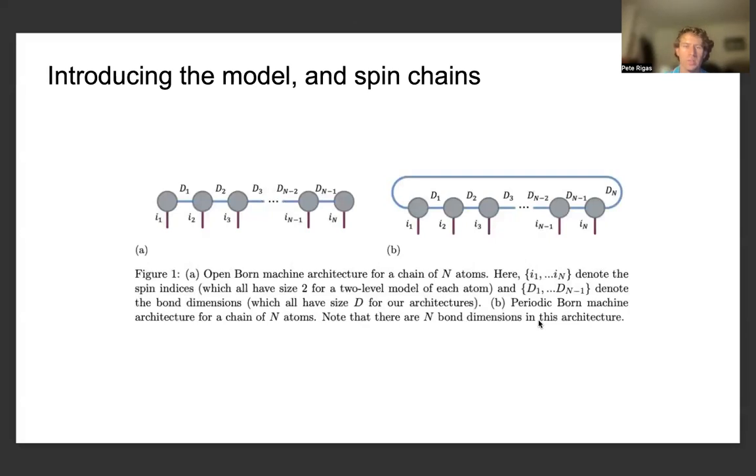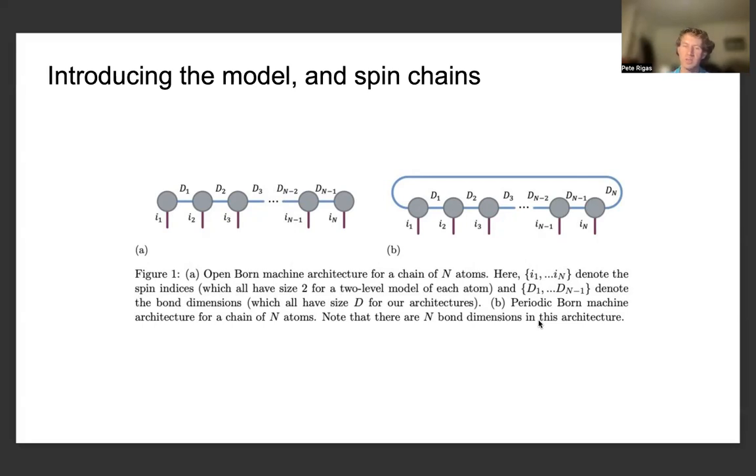So we're going to introduce the model and the spin chain just to begin, so we can look at different types of ways to arrange and enforce boundary conditions on a spin chain. For one, we can look at, as given by the authors in their 2021 reference, the type of spin chain that's given in figure A or in figure B.